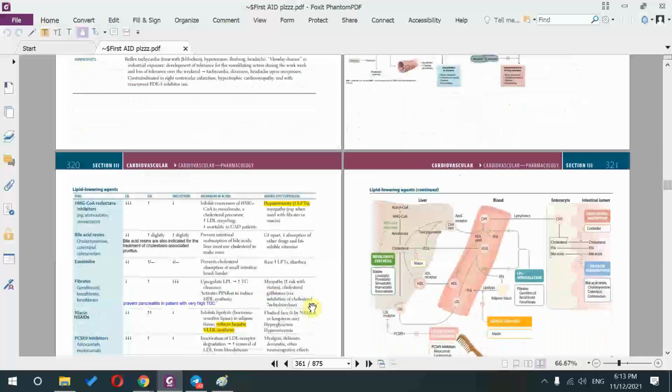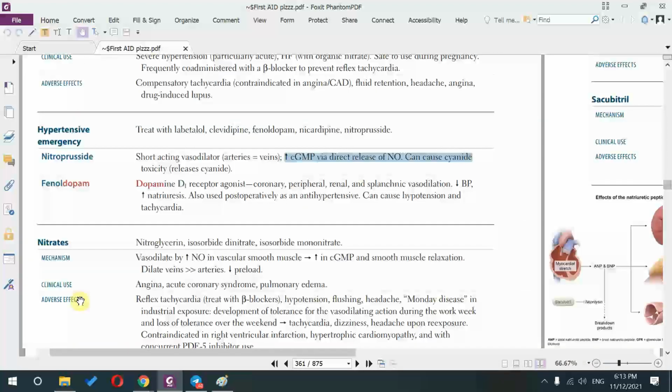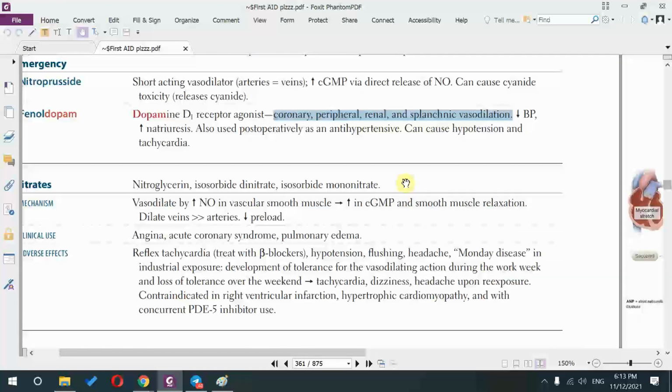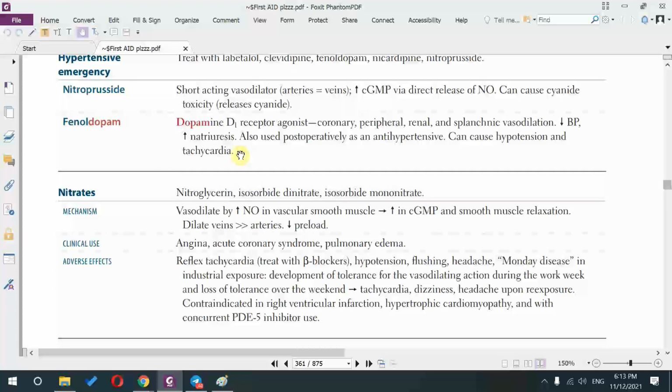Dilatation. Good. Okay, so the next, we have fenoldopam. Fenoldopam is a dopamine D1 receptor agonist. It works in the coronary, peripheral, renal, splenic vasodilatation. Basically vasodilates all of your vessels. The main idea is that it decreases the blood pressure and increases the natriuresis from your kidney because you have more perfusion to the kidney. Also, you can use it post-operatively as an antihypertensive medication. It also can lead to hypotension and tachycardia. Why tachycardia? It's a reflex tachycardia because of the vasodilatation.